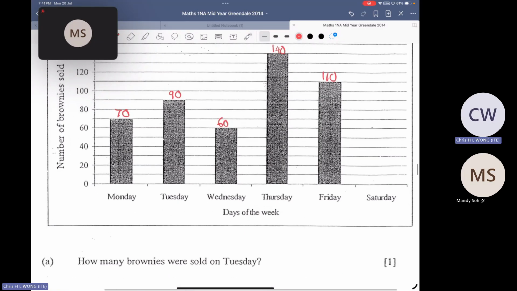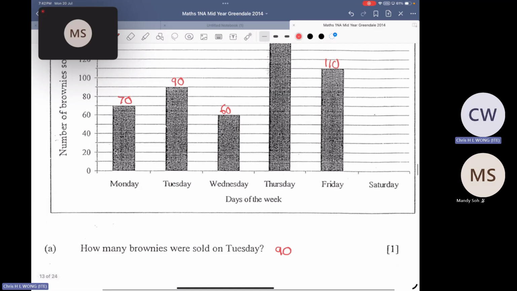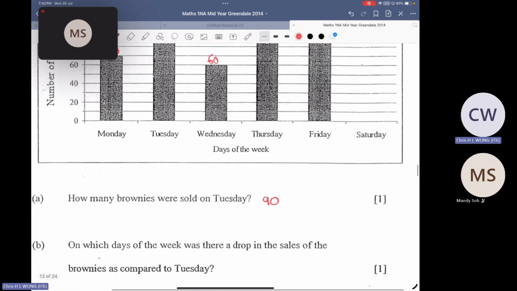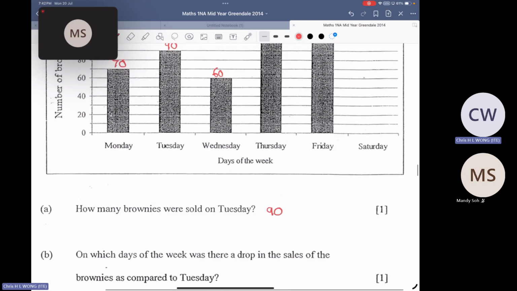First question. Statistics are very easy questions. Yeah. You look at the graph, just study the graph and then give the answer. How many brownies were sold on Tuesday? 90. Easy, right? Yeah. 90. Easy. Next question. On which day of the week was there a drop in the sales of brownie as compared to Tuesday? Which day?